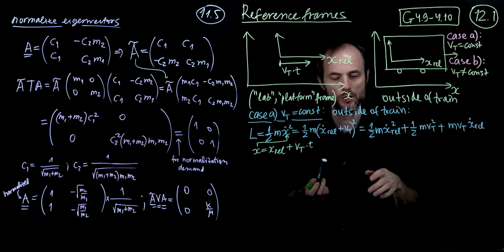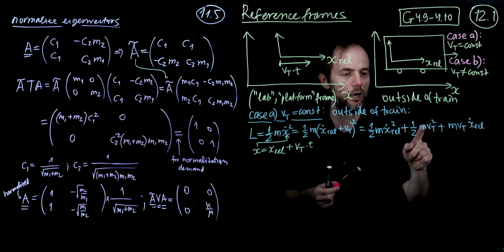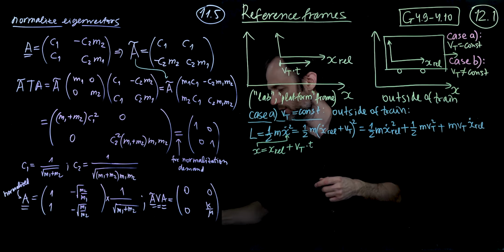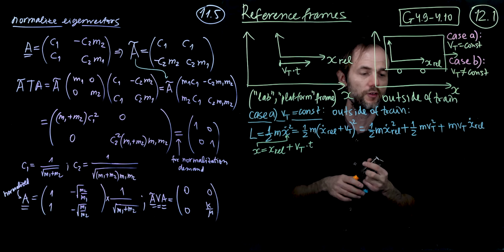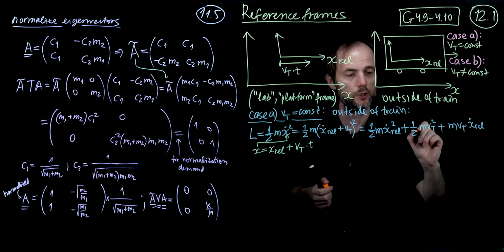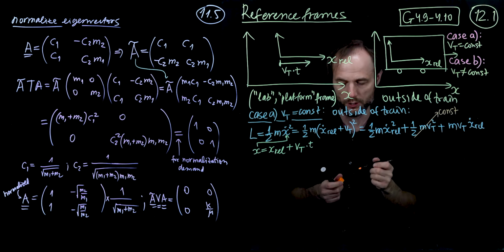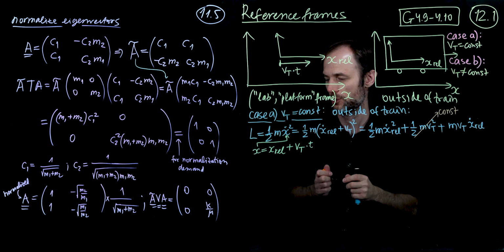So we can immediately notice that in this equation, vtrain is actually a constant. Therefore, it doesn't really affect the Lagrangian, or rather, it doesn't affect the equations of motion. So we can throw this away, and we're going to be left with just these two terms.